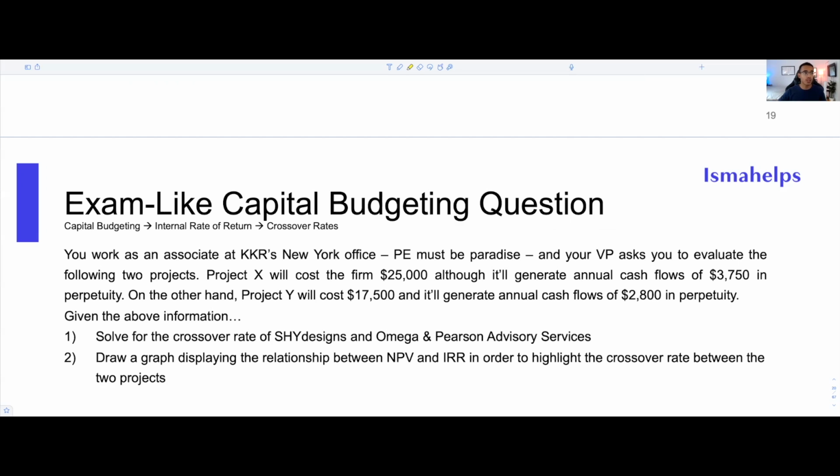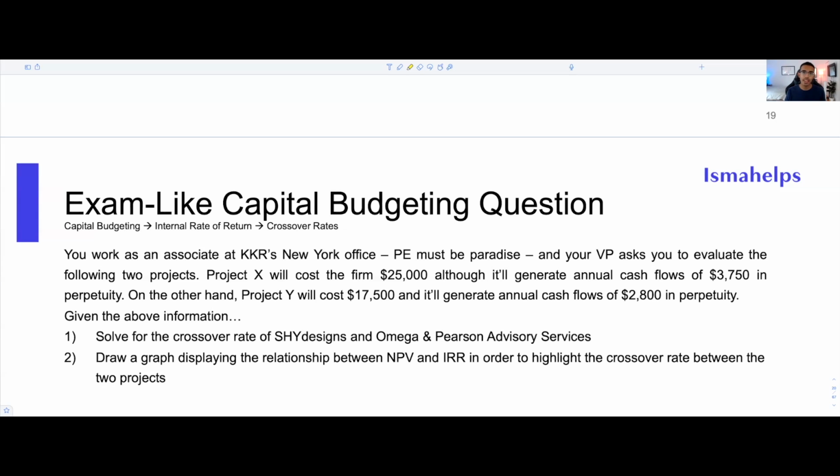In this video, you're going to understand a few topics. You're going to understand how to find a crossover rate. You're going to understand everything you need to know about the incremental cash flow method, and you're going to understand how to draw a graph displaying the relationship between the NPV and the IRR in order to figure out when one project yields a higher NPV than another one. So these are a bunch of different concepts that you'll be able to master in this video.